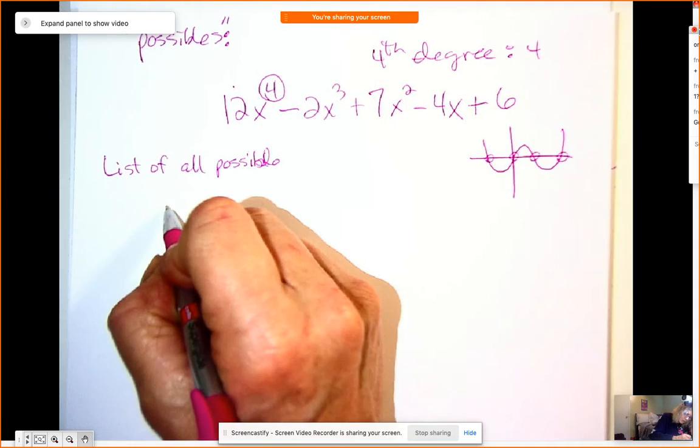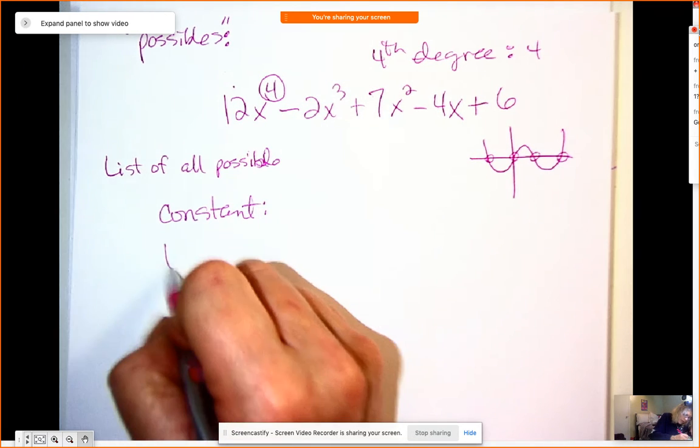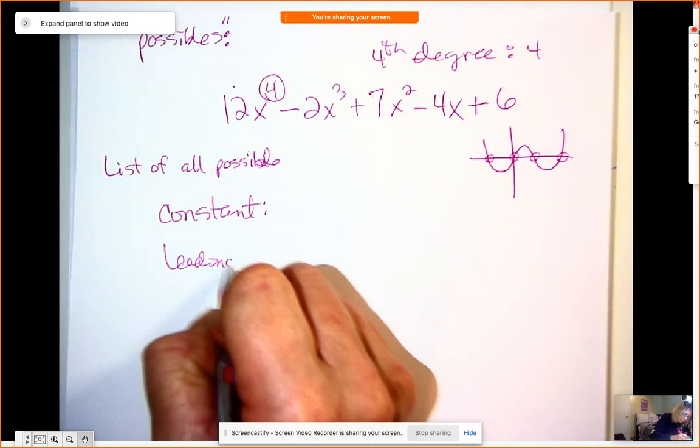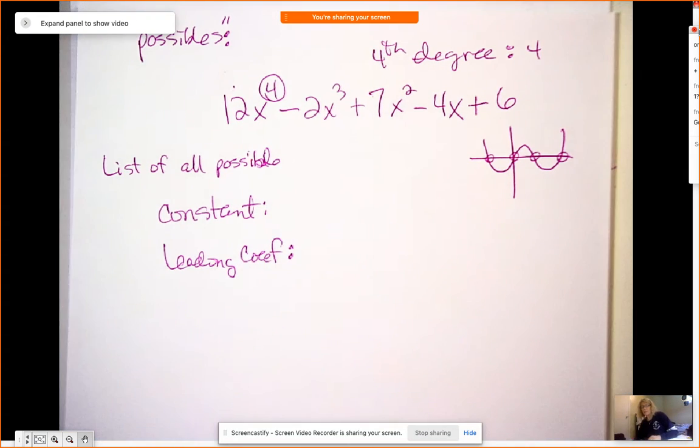I need to know 2 things. I need to know the constant, which someone's going to help me in a second with that. And I need to know the leading coefficient. So right now I'm going to open up my mics to whomever chimes in, and I won't know who it is because I put you off screen. So people don't see you in my YouTube video.